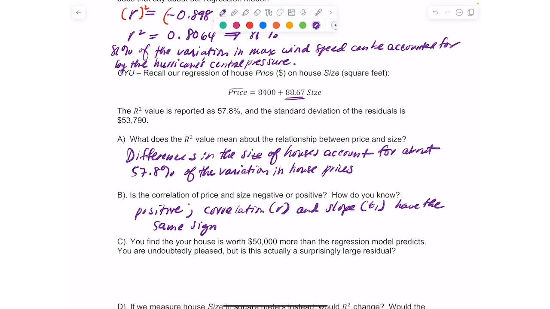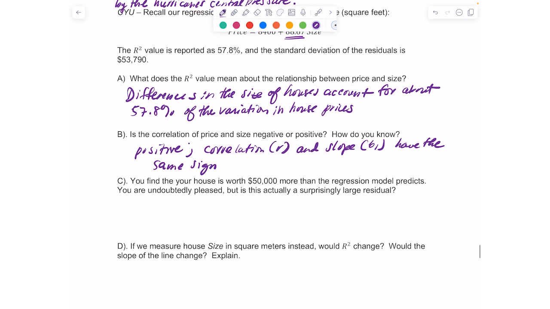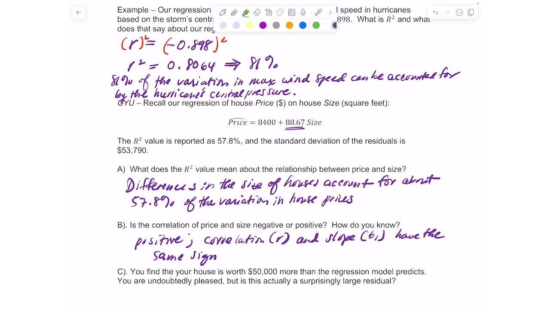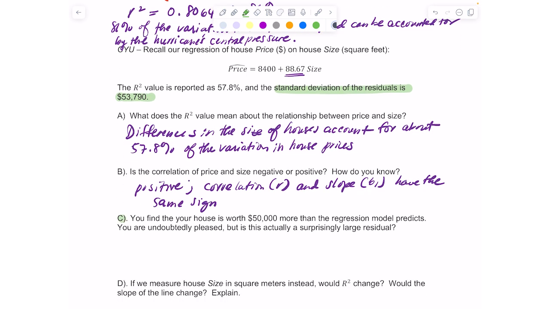You find that your house is worth $50,000 more than the regression model predicts. So in other words, the regression model underestimated the price. You are undoubtedly pleased, but is this actually a surprisingly large residual? So when they say your house is worth $50,000 more than the regression model predicts, they're looking at the standard deviation of the residuals, which is 53,790. That's what that is referring to.